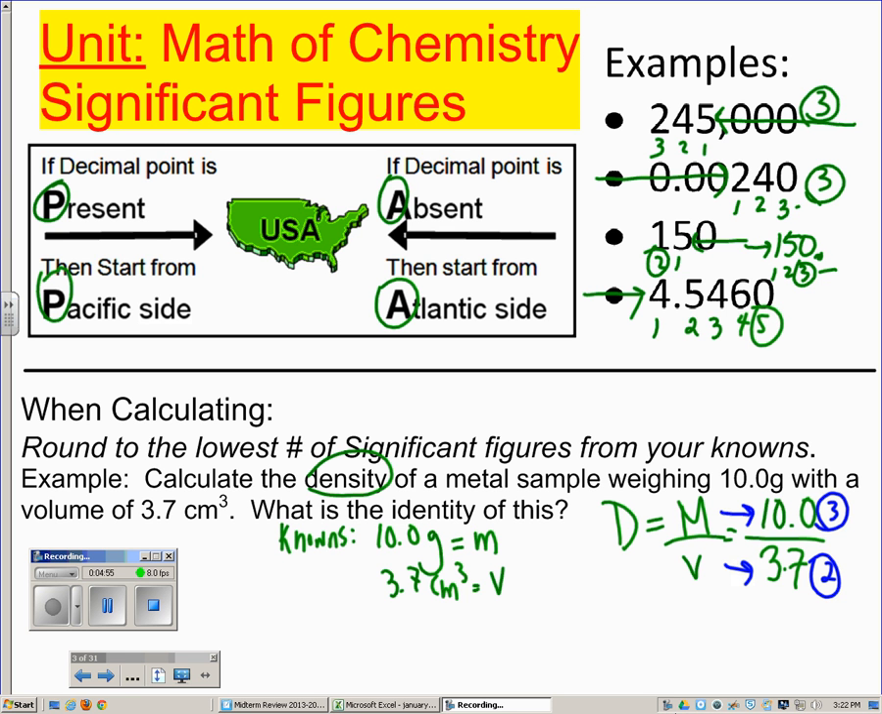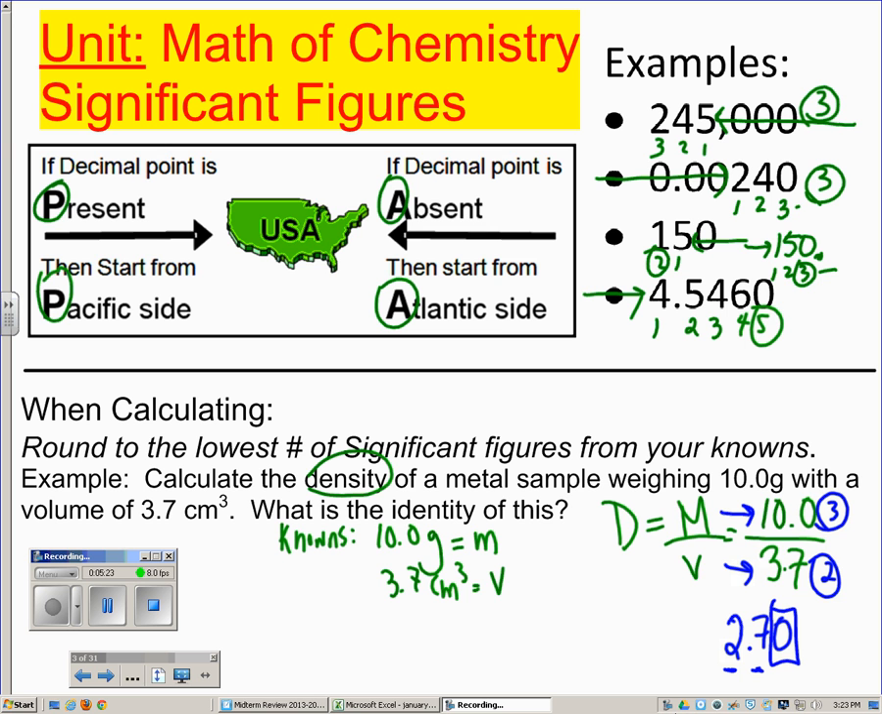significant figures. So what we are going to do is round our answer to two significant figures. If we divided 10 by 3.7, you end up with the number 2.70. We want two significant figures. It's the Pacific side. Go in 1, 2. Go one step further. Go one place further.